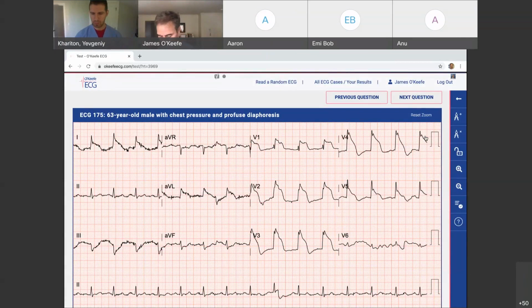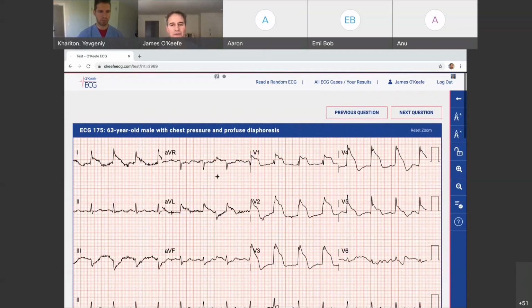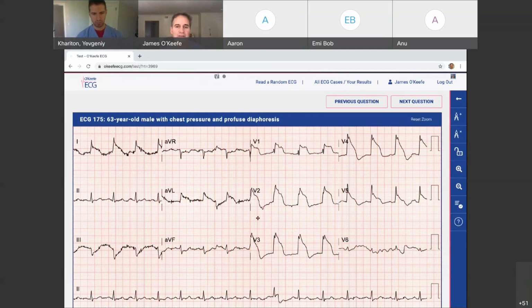Sinus tachycardia with acute anterolateral MI. Right, so pretty much right. But this is one of those things where you really have to know the idiosyncrasies of the board score sheet. So you see these tombstones, right?